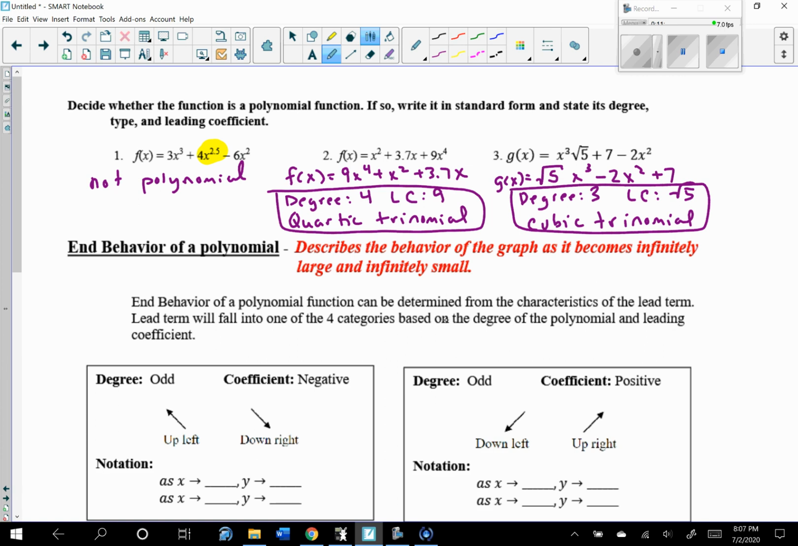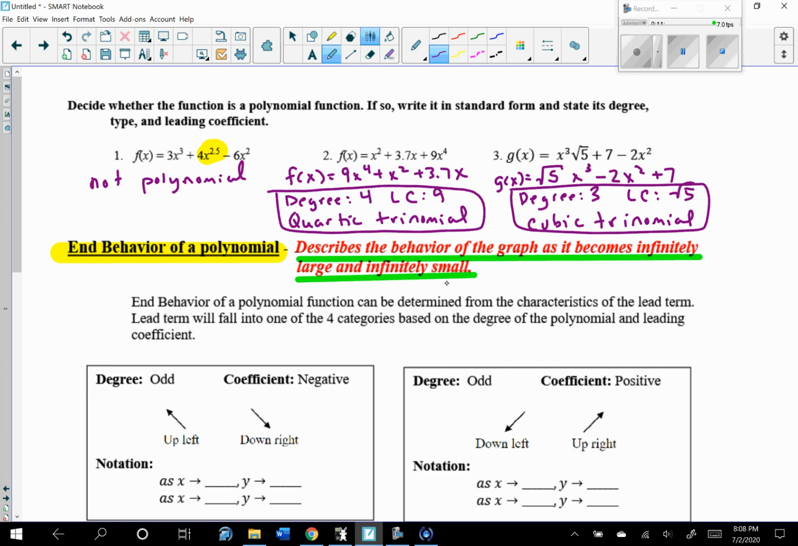So the next thing we want to talk about is the end behavior of a polynomial. This is important because we're going to be using this a lot. So the end behavior of a polynomial describes the behavior of the graph as it becomes infinitely large and infinitely small. So this is what happens to the ends of our graph. So in the long run, as we get towards infinity in the positive direction and infinity in the negative direction, what is my graph going to look like?